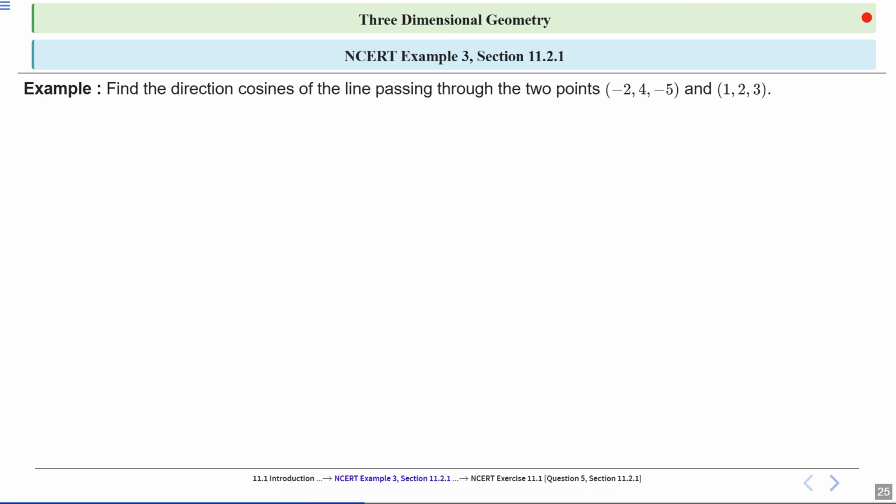Now let's look at example 3. In this example, we have to find the direction cosines of the line passing through the 2 points -2, 4, -5 and 1, 2, 3. So first of all, try it yourself and then see the solution.